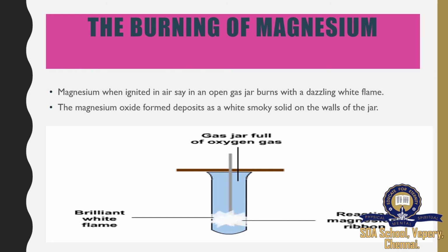Next, the magnesium oxide formed is deposited as a white smoky solid on the walls of the jar. So after this reaction, what is happening? On the sides of the walls, the white colored powder settles down. Because after the reaction, the magnesium oxide powder settles on the jar. So a brilliant white flame is formed when the magnesium ribbon reacts. After the end of the reaction, the magnesium oxide is settled on the walls of the jar.